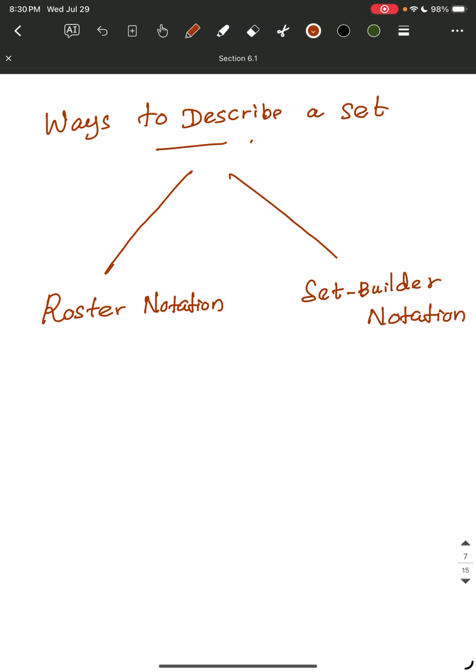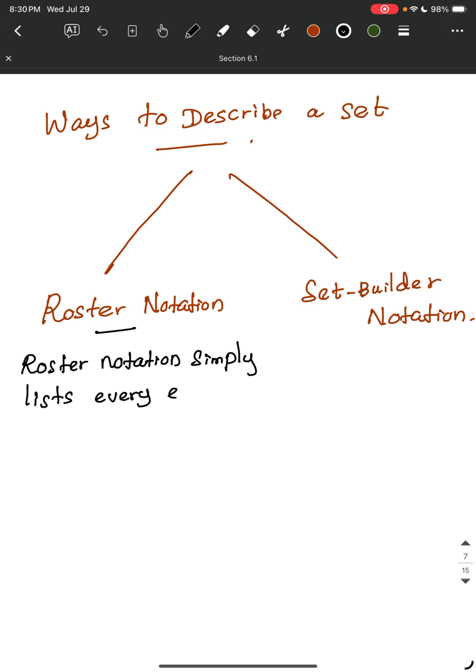Okay, let's begin with the roster notation. Roster notation simply lists every element inside the braces.